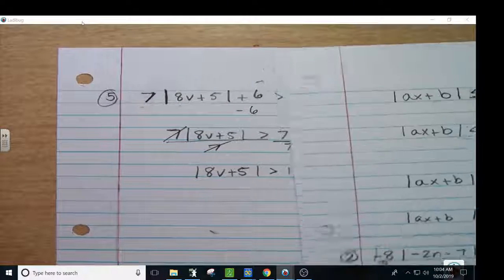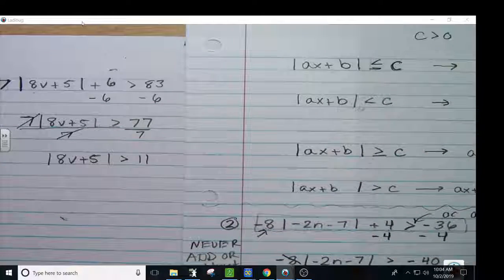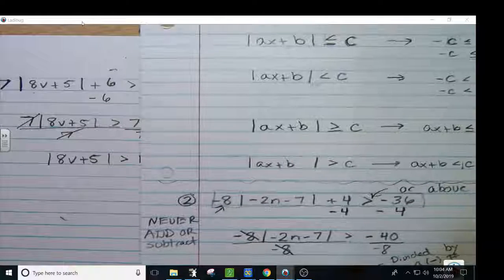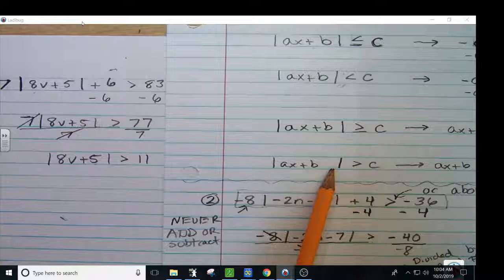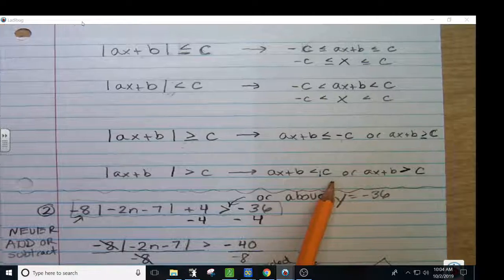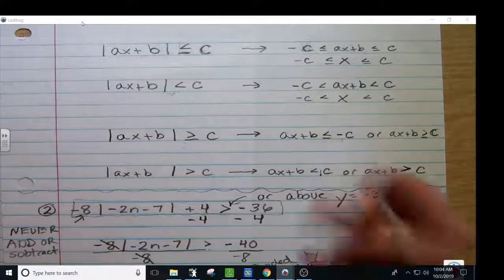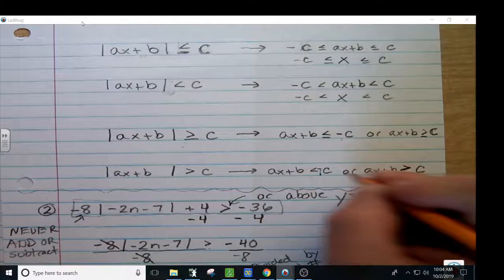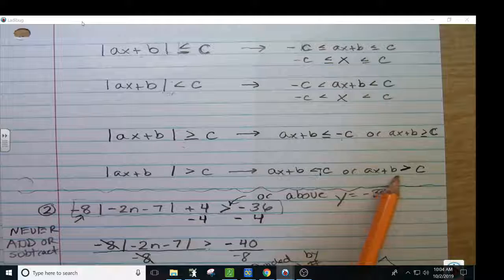All right, looking at this. Does everybody see that this one looks like this one? Does everybody see that? Now, that rule is an OR statement. AX plus B less than negative C, or AX plus B greater than C. Okay? So now, let's set it up.